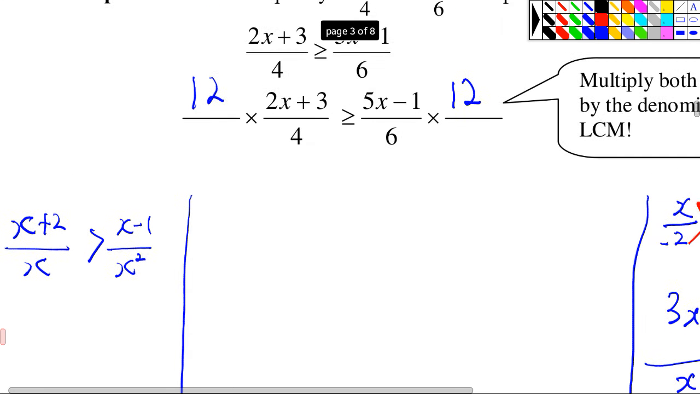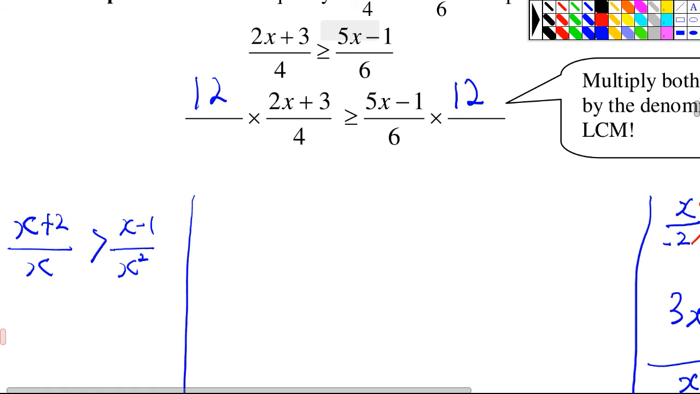Okay, back to the question here. Some of you have already gone. Okay, so how do I do this question? Can you continue? I pause here.